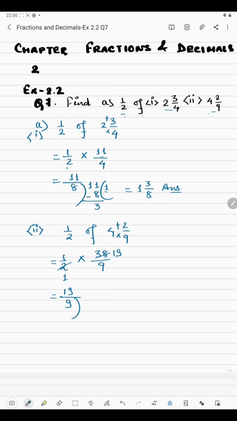So this is an improper fraction, so we will have to convert it into a mixed fraction. So 9 2s are 18. Now 19 minus 18 is 1. So the answer will be 2 1 by 9. Okay.